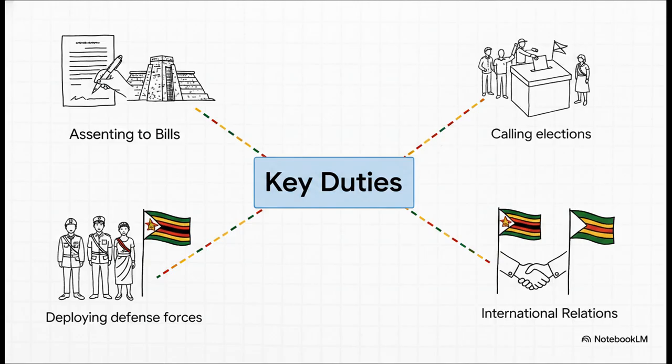Now for part 3, the president's daily duties. Now that we know who qualifies, what does the boss actually do all day? Section 110 lists their important tasks. Their job includes agreeing to and signing new rules into law so everyone knows what to follow. They also have the power to call elections so we can all vote. They send out the defense forces to keep us safe, and they are the main voice for Zimbabwe when we deal with other countries.